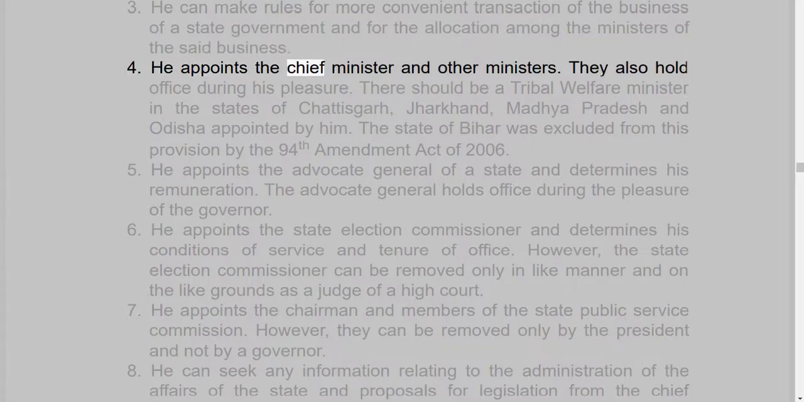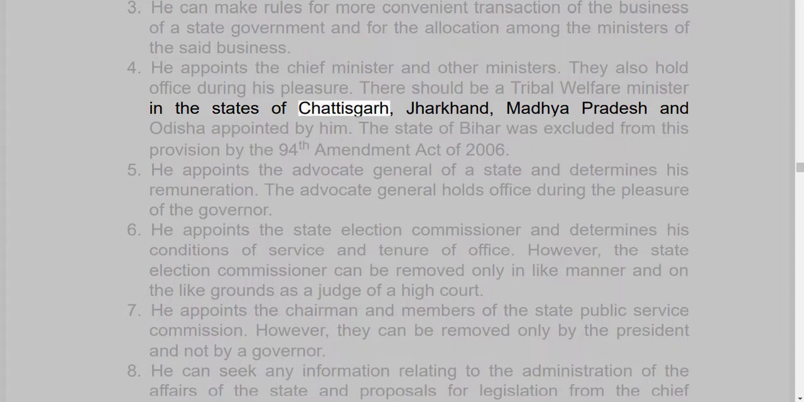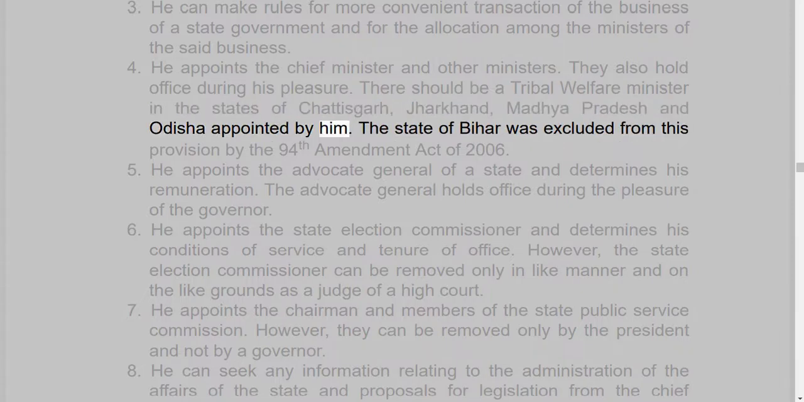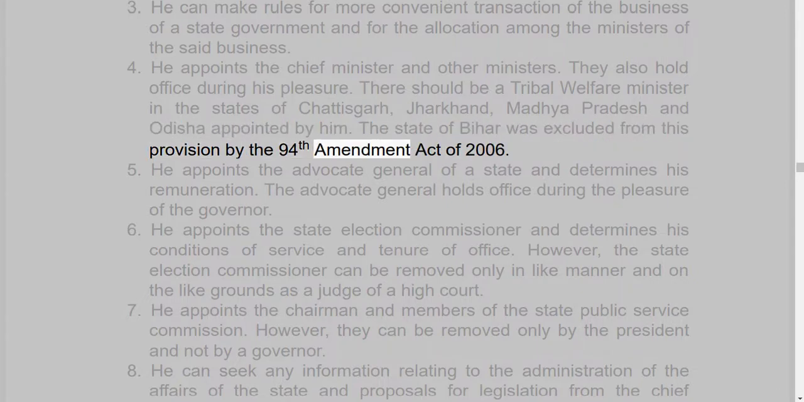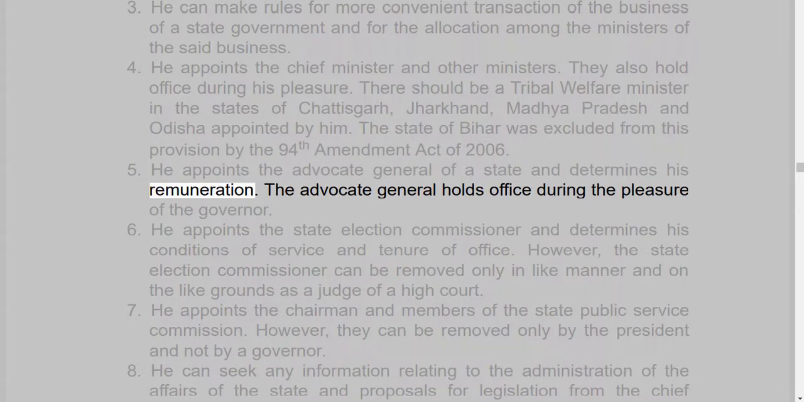4. He appoints the chief minister and other ministers. They also hold office during his pleasure. There should be a tribal welfare minister in the states of Chhattisgarh, Jharkhand, Madhya Pradesh and Odisha appointed by him. The state of Bihar was excluded from this provision by the 94th Amendment Act of 2006. 5. He appoints the Advocate General of a state and determines his remuneration. The Advocate General holds office during the pleasure of the governor.